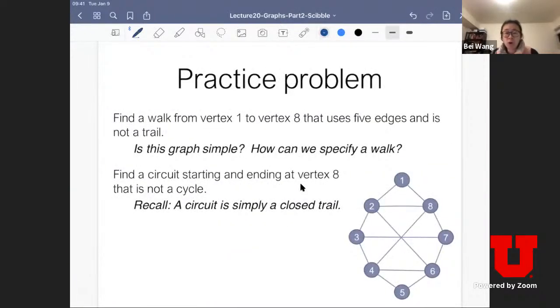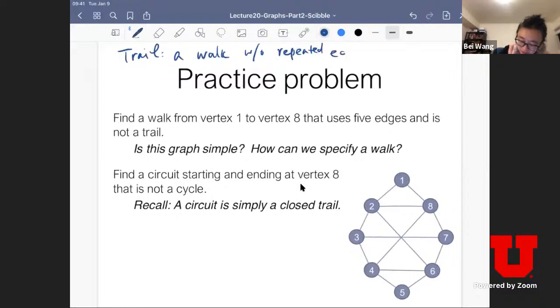Now, I want you to find a walk from vertex 1 to vertex 8 that uses 5 edges, and it's not a trail, okay? So, recall the definition of a trail. It is a walk without repeated edges. So you're going to go through 5 edges, but you can't repeat them, right? But in this case, I'm saying it's not a trail.